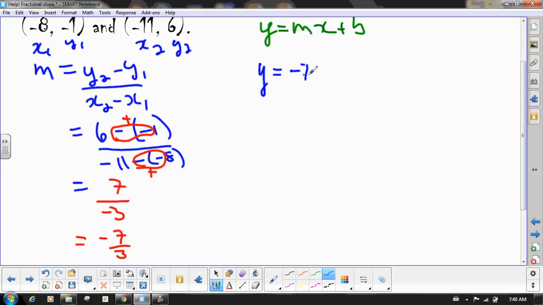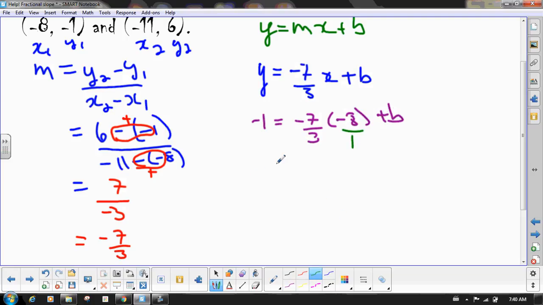So y equals negative 7 over 3x plus b. I have two different values for x and y here, and it's up to me which one I would pick. I would pick the (-8, -1) because the numbers are a little bit smaller, but that's me. In the end, it doesn't matter. We went through the little exercise in class where each side of the room picked a different point and everyone got the same answer. So negative 1 is y, negative 7 over 3 multiplied by negative 8 plus b. Once again, I'm going to make that denominator of 1 obvious.